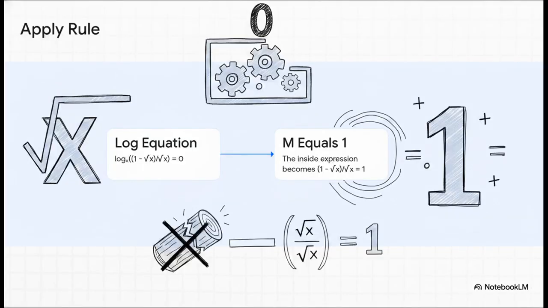Applying that growth machine logic directly to our problem is a total game changer. Because our equation equals 0, our growth machine ran 0 times. So that entire chaotic expression sitting inside those parentheses, the 1 minus root x over root x, must simply equal 1. And boom, the logarithm has completely vanished. We've elegantly transformed what looked like a horrible log problem into standard everyday algebra.